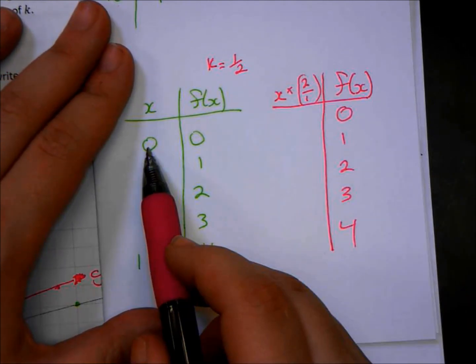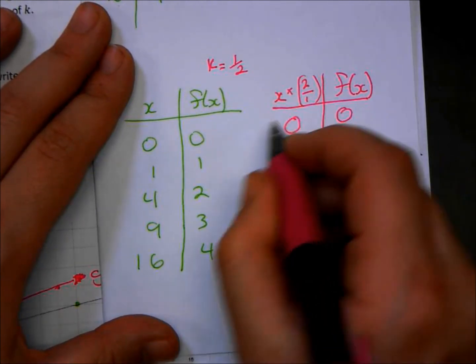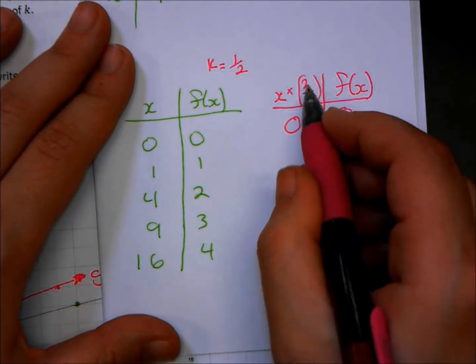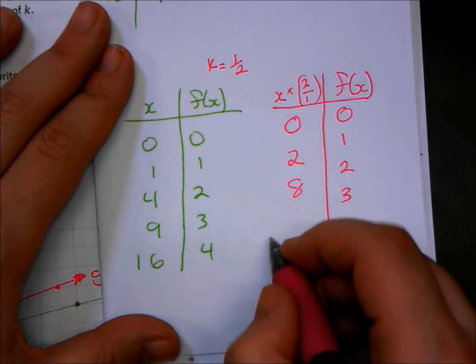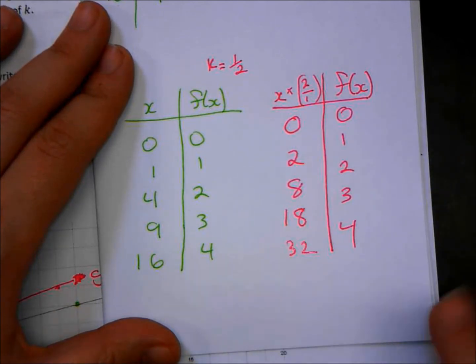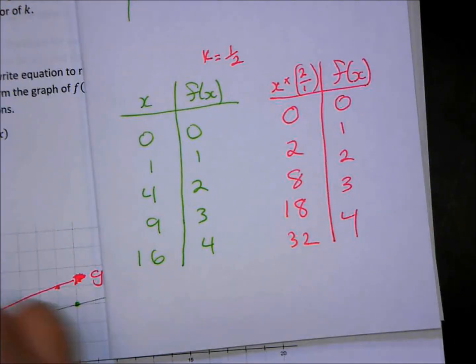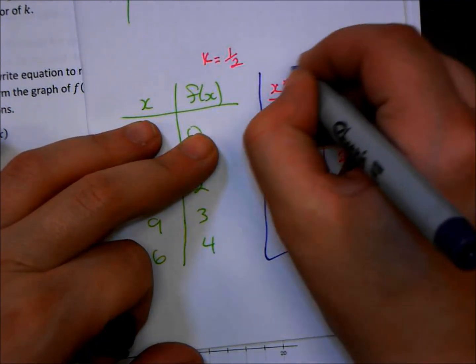Here we're going to take each of the x's and multiply by 2 over 1, just multiply by 2. 0 times 2 is 0, 1 times 2 is 2, 4 times 2 is 8, 9 times 2 is 18, 16 times 2 is 32. So we're not going to have the space to graph all these. Let's do it. This time we'll graph in purple.